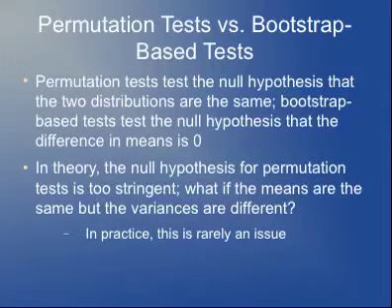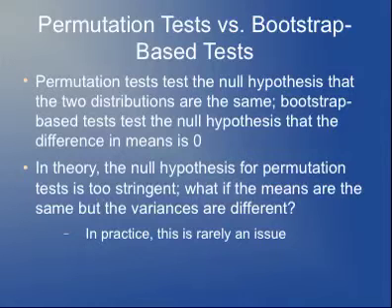So if you're really interested in the null hypothesis that the difference in means is 0, then the null hypothesis for permutation tests may be too stringent. For example, what if the means are the same but the variances are different? If you look hard enough, you may be able to construct some convoluted example where two data sets have the same mean but drastically different variances, so when you use the permutation test, you get a significant result even though the difference in means is negligible.